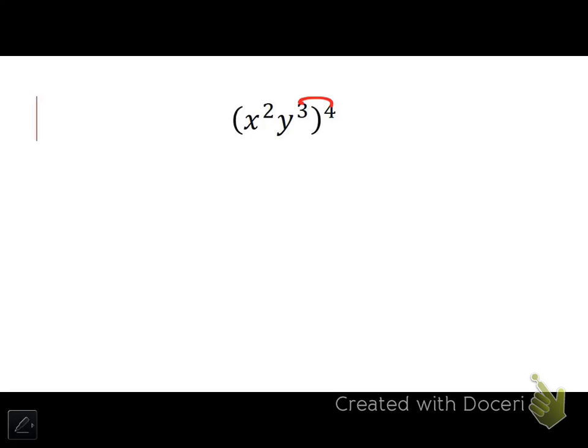Okay, I got to do power to a power here. So I got to distribute this 4. So 2 times 4 is 8. 3 times 4 is 12.